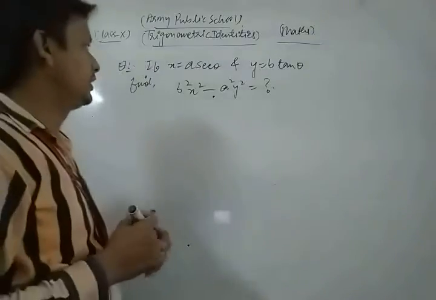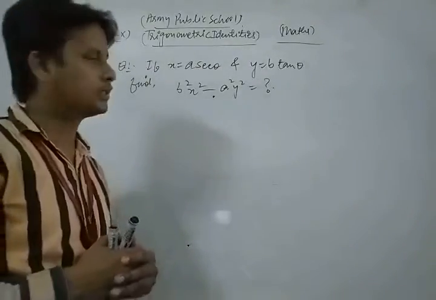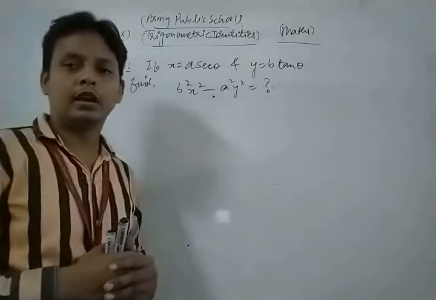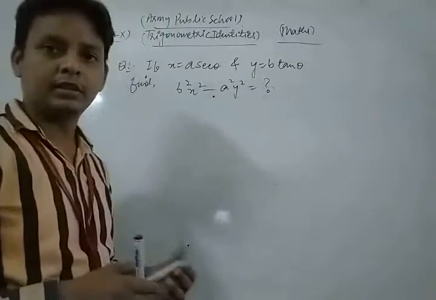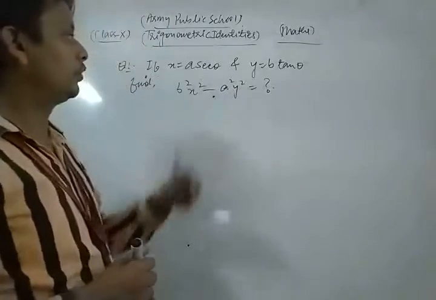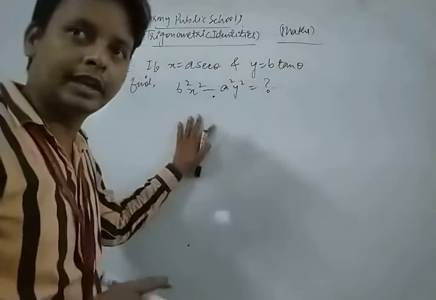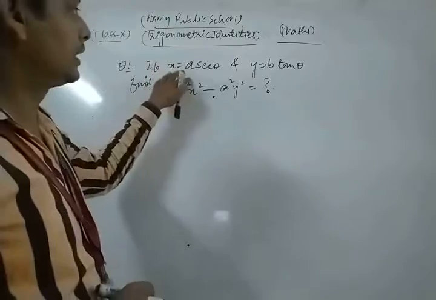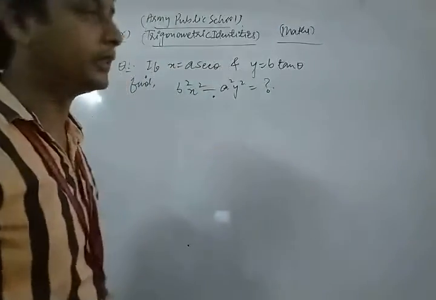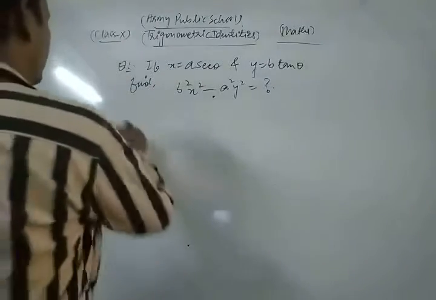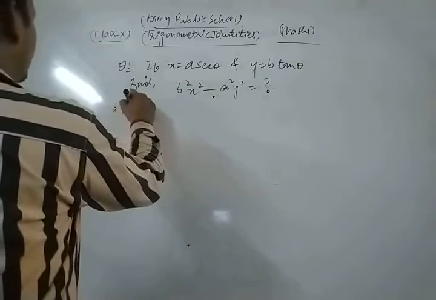So here the question is, it is given that x is equal to a sec theta and y is equal to b tan theta. So we find the value of this. Now we take these expressions and we put the value of x and y in the given expression and we simplify them. So here first let's solve it.